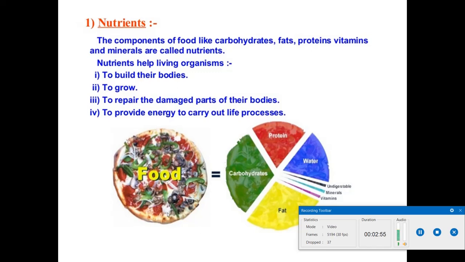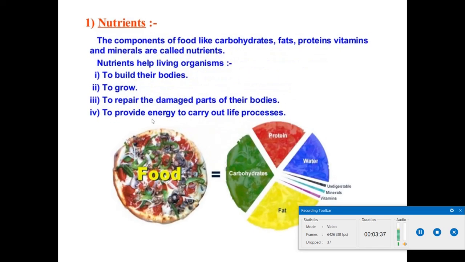As you all know that these components of food, for example, carbohydrates and fats is termed as energy giving food. Protein is termed as body building food. Vitamins and minerals are called body regulating food. So, we need these nutrients to perform these important functions in our body. To build the body, to grow, to repair the damaged parts, to provide energy to carry out the various life process.